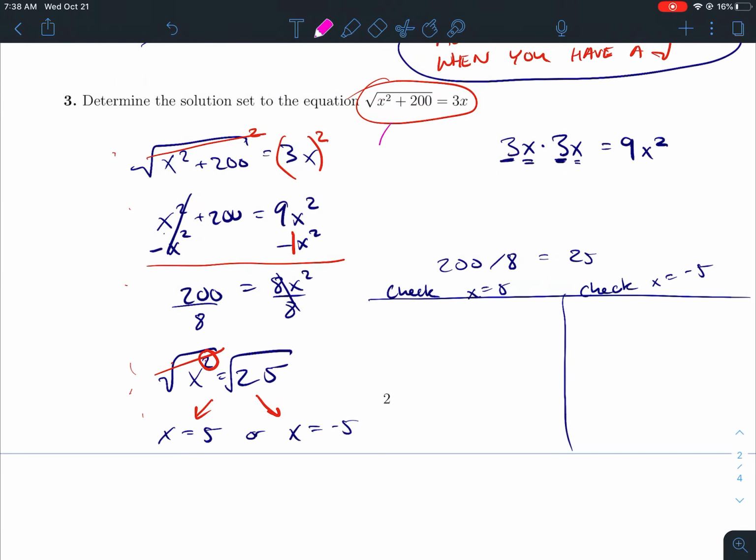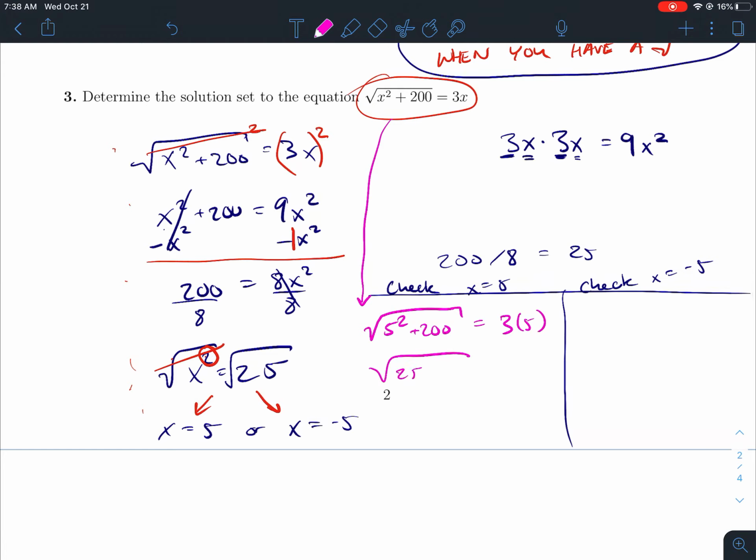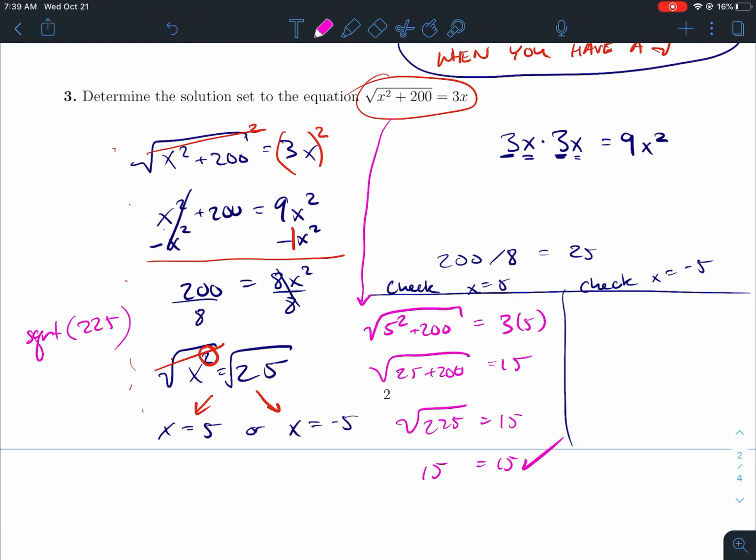So for this check, we're going to grab the original problem here. Square root of, well, x is 5 here, so 5 squared plus 200 is equal to 3 times 5. And you're making sure to plug the same x value into both spots. All right, well, we get square root of 5 squared is 25 plus 200 is equal to 3 times 5 is 15. Square root of 225, if you go onto Desmos and you type this in on your calculator, well, that actually does give you 15. So life is good here.